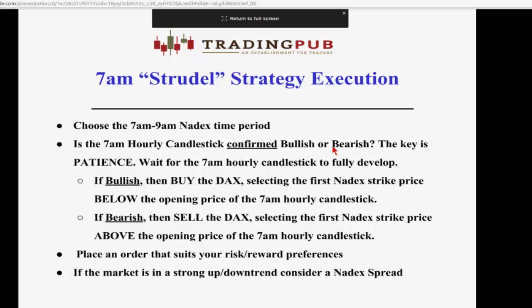That's the trigger. If it's bullish, then I want to buy that market from the first Nadex strike price below the opening 7 a.m. hourly candlestick price. So I'm going to buy from underneath the market, and if it's bearish, then I want to sell the market from the first strike price above the opening 7 a.m. hourly candlestick price. So I'm buying low, selling high. And my expiration is 9 a.m. So typically once the trade is placed, there's usually about an hour and a half, an hour and 15 minutes left until expiration.